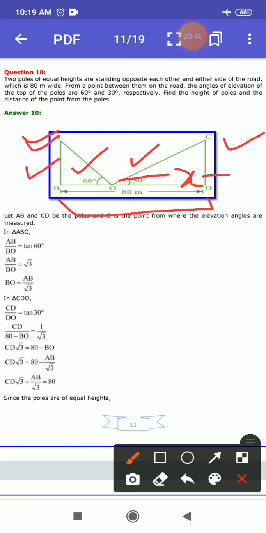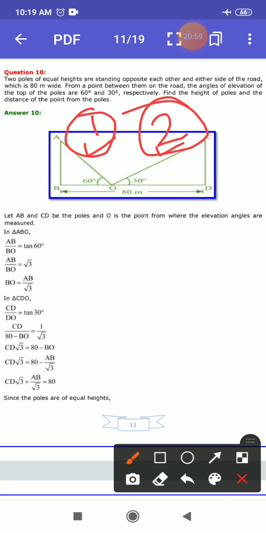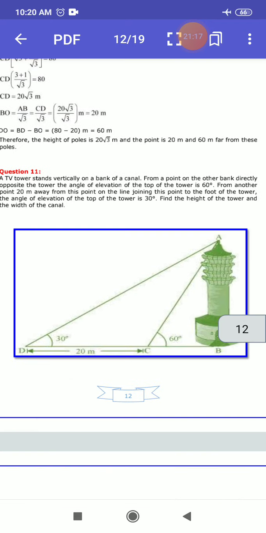First of all you have to work in this triangle, and second you have to work on that triangle, and then you find the answer. Here the solution is given, so you have to use this solution also, and then you have to write this question in your notebook. Okay, now we have to explain the next question.